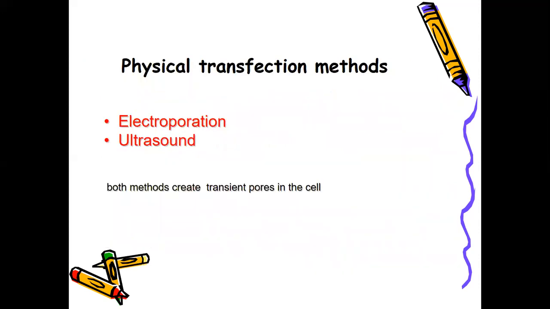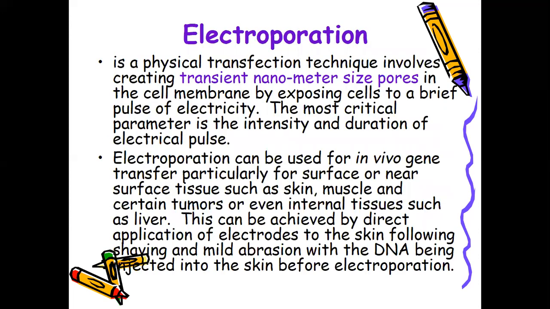Now, the physical transfection methods, that is electroporation and the ultrasound method. Both methods create transient pores in the cell. In electroporation, nanometer size pores are created in the cell membrane by exposing cells to a brief pulse of electricity. The most critical parameter is the intensity and duration of the electrical pulses. When we apply an electric field to the cells, it makes pores in the cell, and after these pores form, we can transfer our genetic material.